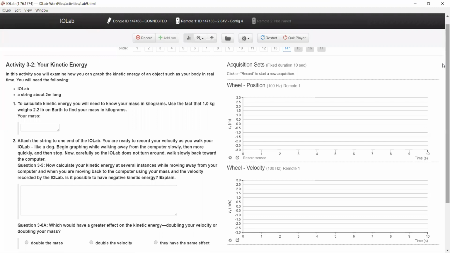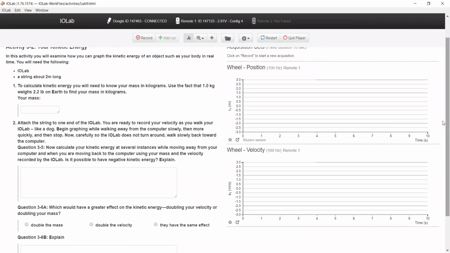In slide 17, you want to know your mass, and then using this conversion, you can find your mass in kg. Write your mass in kg here. They want you to attach one end of the IOLab to a string, ready to record your velocity as you walk your IOLab like a dog. It has to be on its wheel; that has to be a careful part. After that you'll move the lab keeping it on its wheel, so be careful of that.